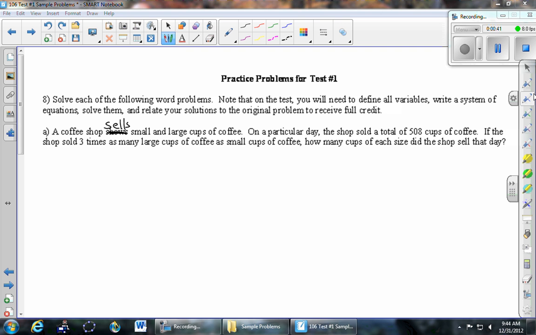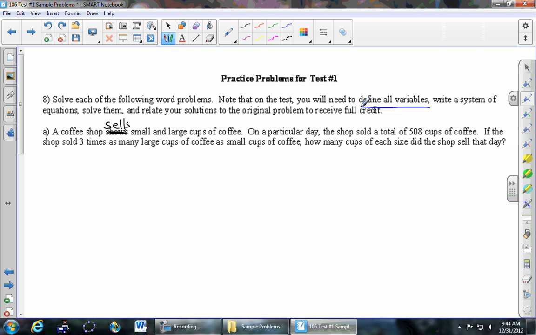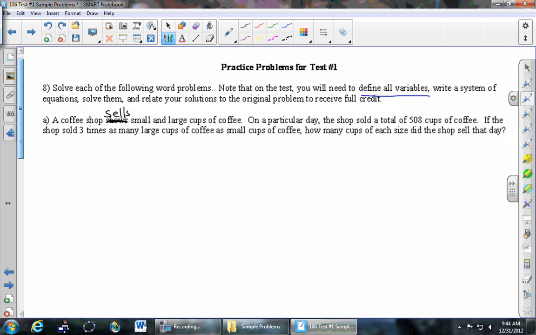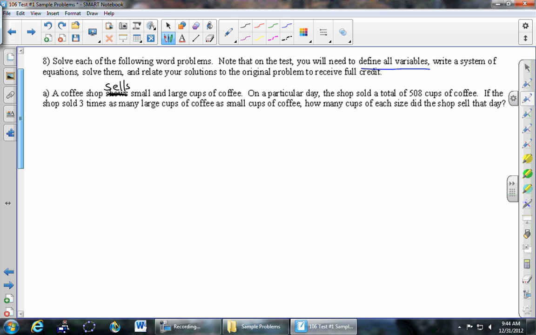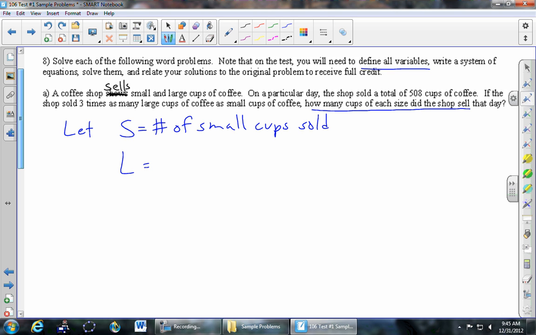So first thing we're going to do is introduce some variables. We're interested in how many cups of each size the shop sold. So it feels like we have 2 variables here, representing the number of cups of each size of coffee that were sold. For example, we could say let S equal the number of small cups sold, and then L equals the number of large.